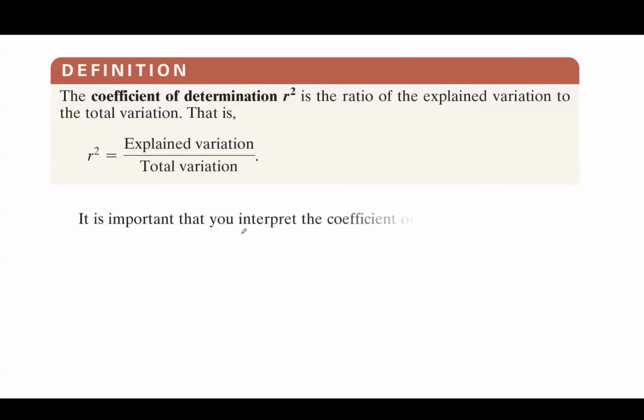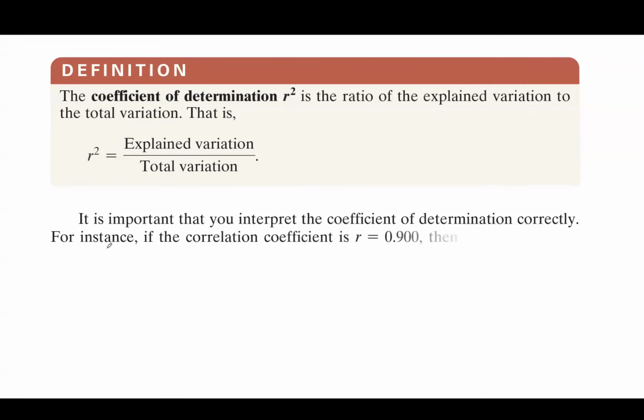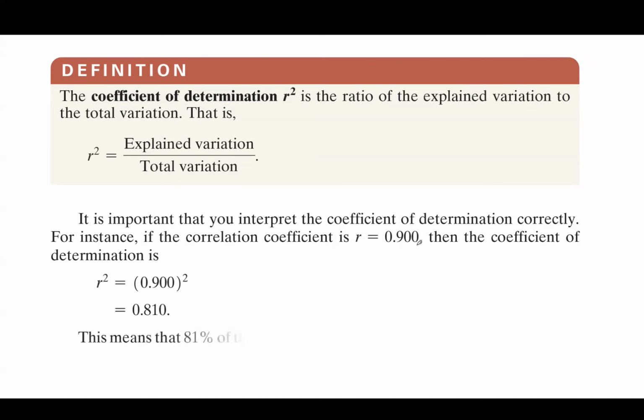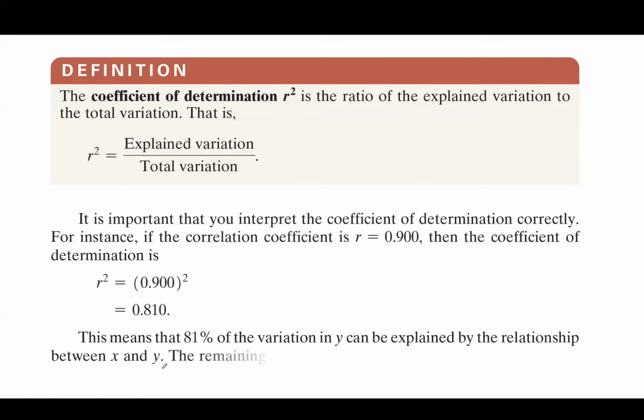It's important that you interpret the coefficient of determination correctly. For example, remember, we calculated the correlation coefficient to be, for example, 90%. If you multiply 90% by itself, you can derive the coefficient of determination, which is 81%. What's the meaning of that? It means that 81% of the variation in y can be explained by the relationship between x and y.